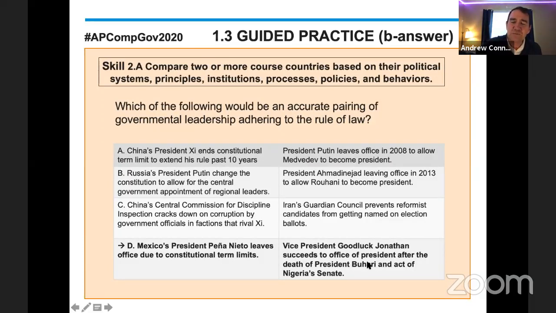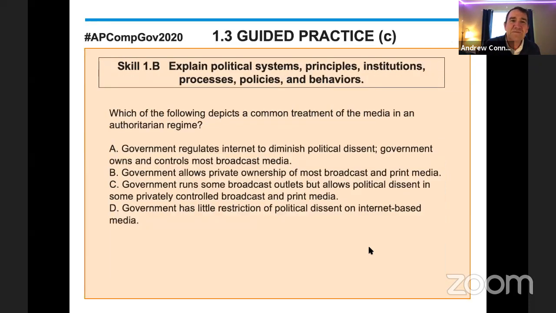And that's not the death of Buhari. Buhari is still alive. He's still the president. I have the wrong president there. So no fact checking on that one. I caught the error. I will fix that. But Goodluck Jonathan did succeed to the presidency when the president died. That would be rule of law.